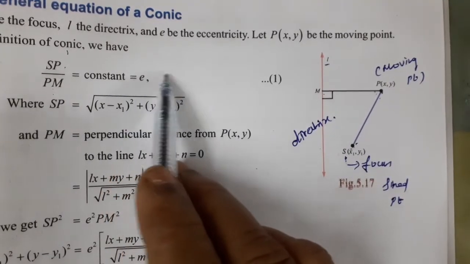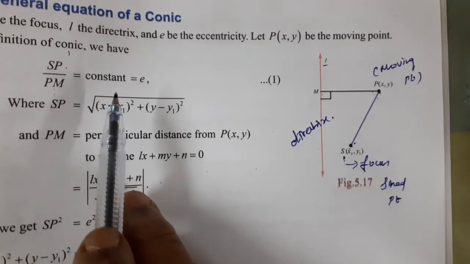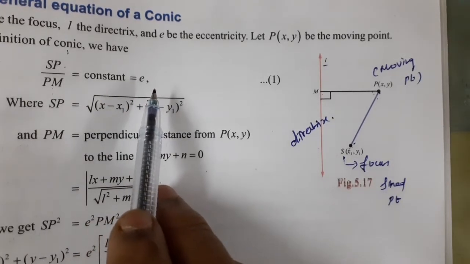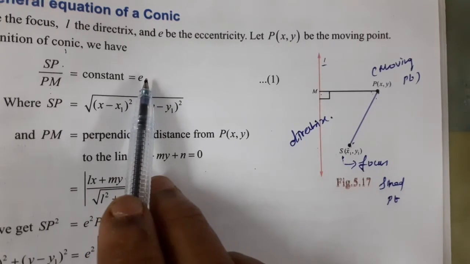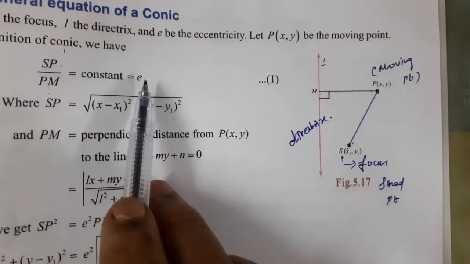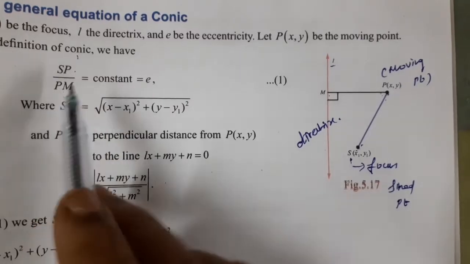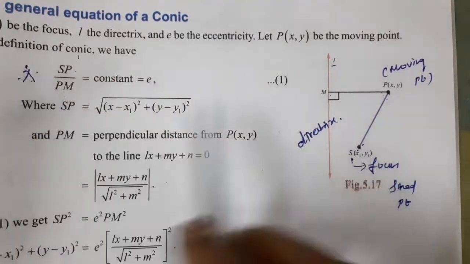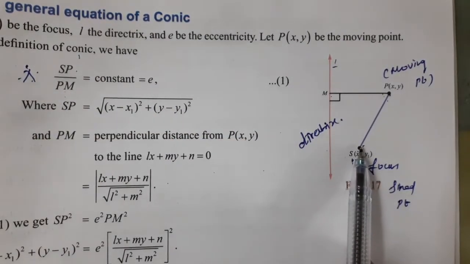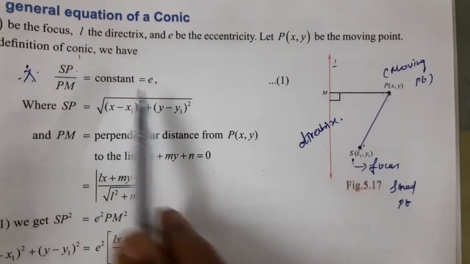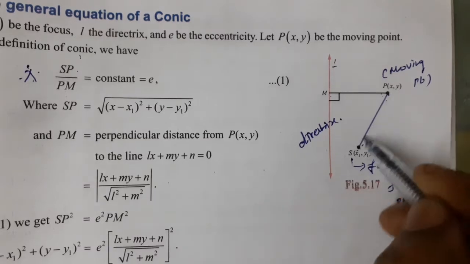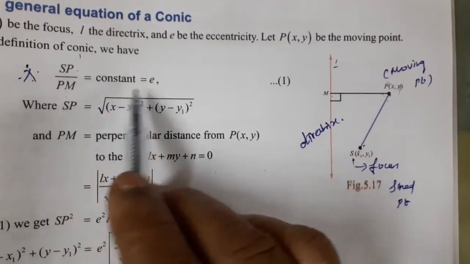We already told that E equal to 1 means the conic is a parabola. E less than 1 means the conic is an ellipse. E greater than 1 means the conic is a hyperbola. Now SP by PM is very, very important. SP by PM equals a constant, which is E.